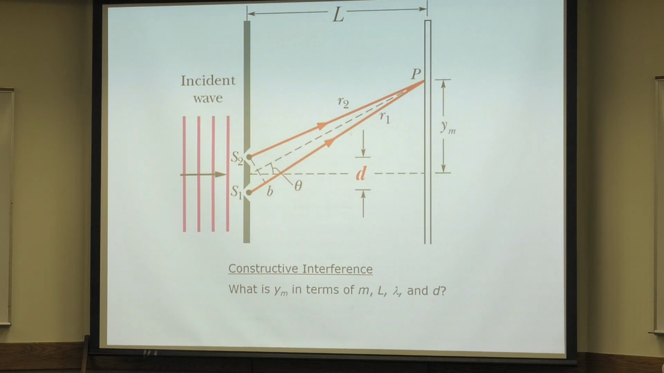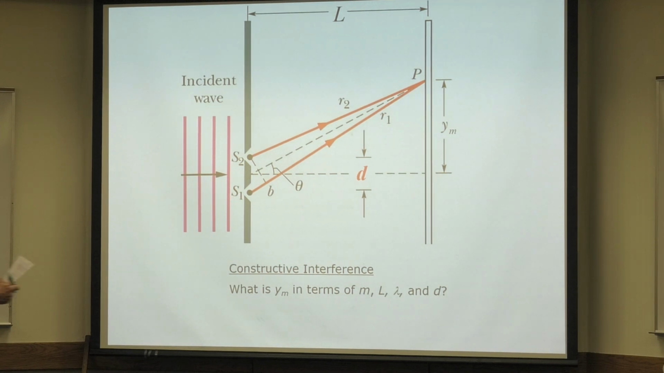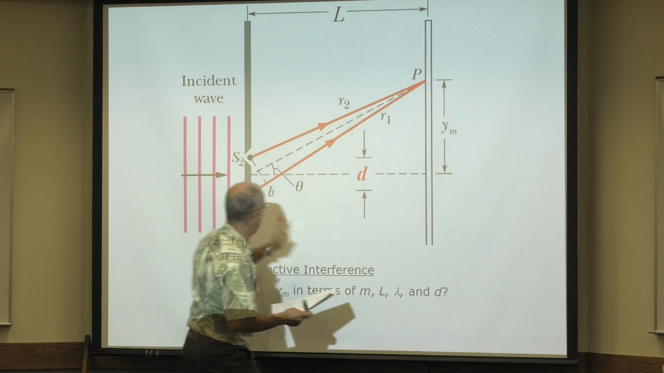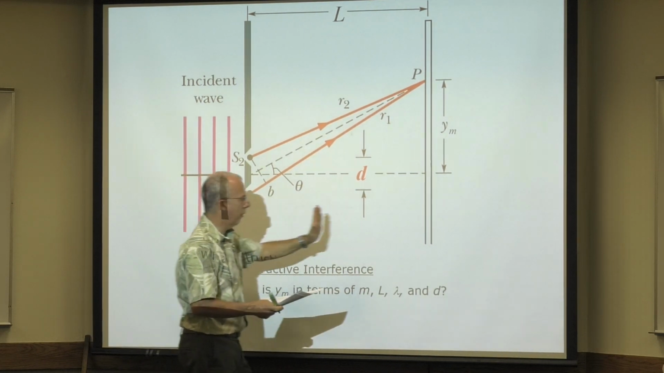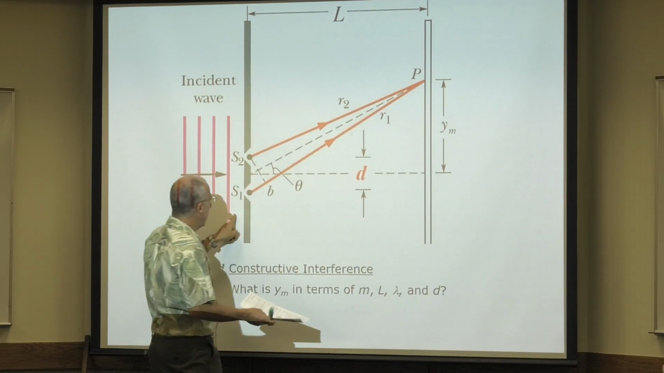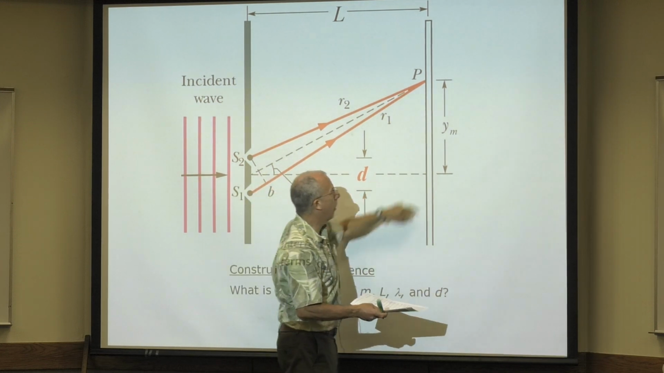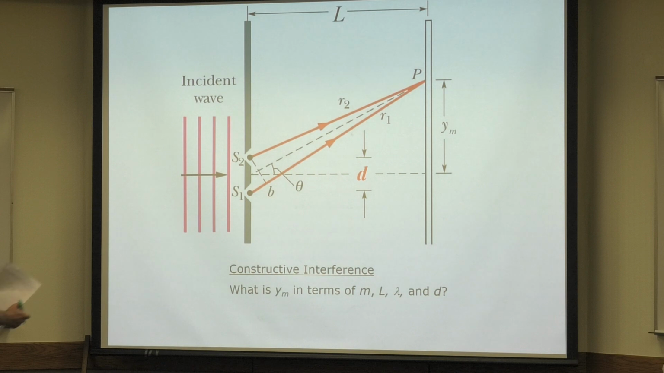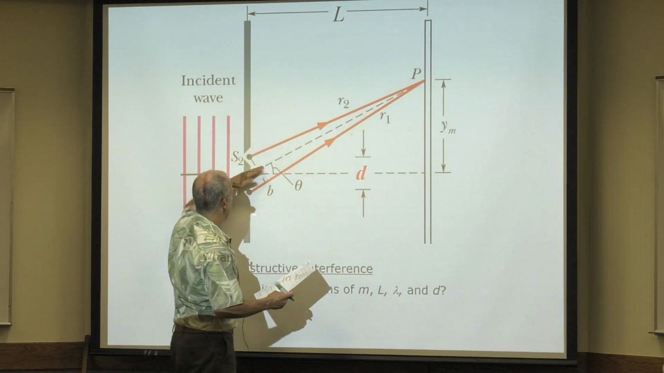All right, let's go through it. Look, we know L, right? We always know the distance between the slits and the screen. I mean, we set it up, right? So we always know L. We want to know Ym. We're going to know the angle. So if we know, okay, here's the angle, right?